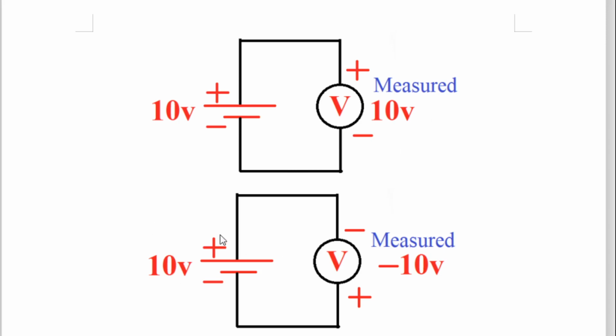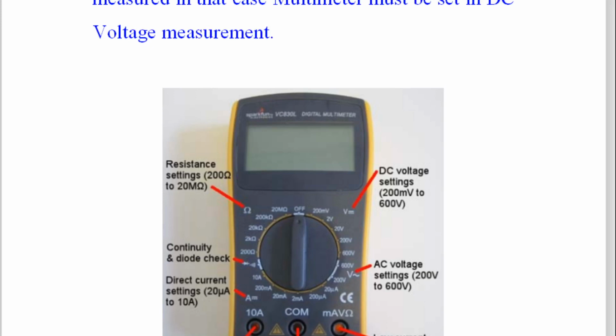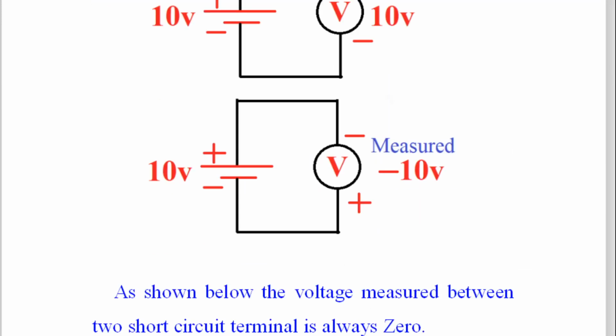But if you have the battery of 10 volt only, plus and minus, and if you connect the voltmeter in reverse direction, such that negative of voltmeter to the positive of battery and positive of voltmeter to the negative of battery, the measured voltage will be minus 10 volt. And this is the way with which we measure the voltage of DC voltage source by using voltmeter. This voltmeter is nothing but your digital multimeter which you have converted into DC voltage measurement. And we are showing the symbol somewhat like this.